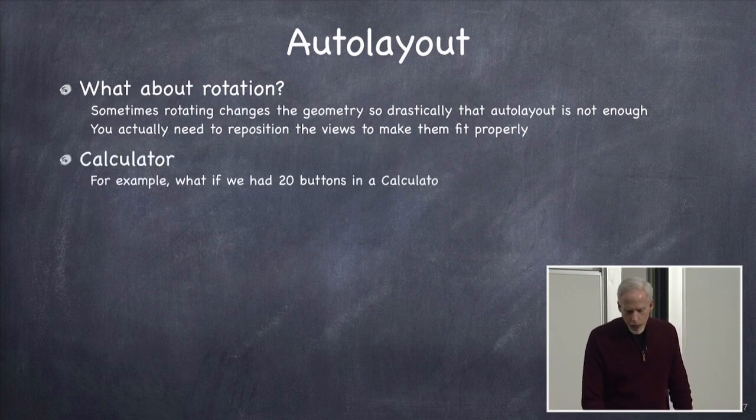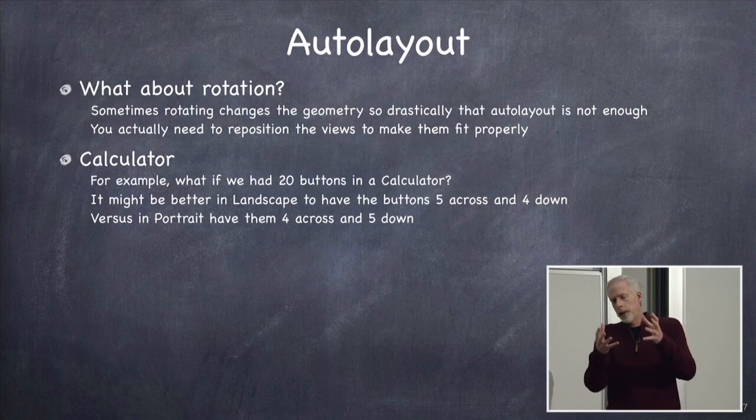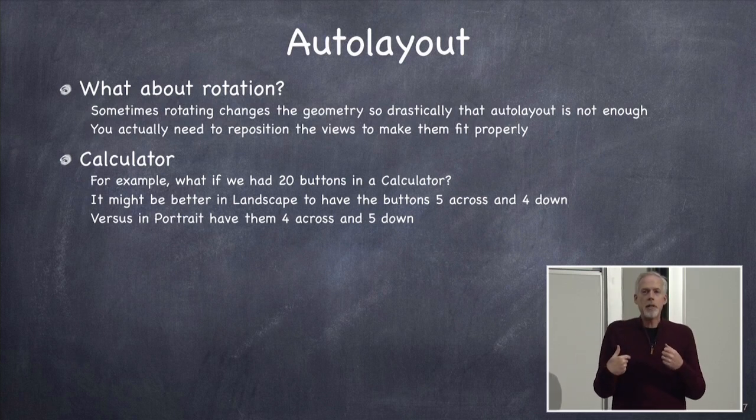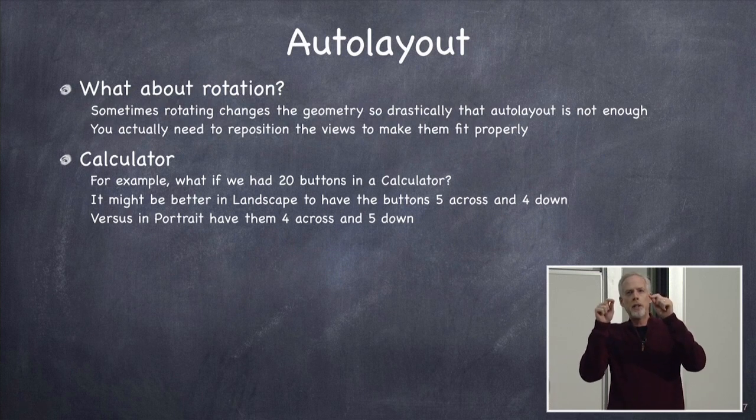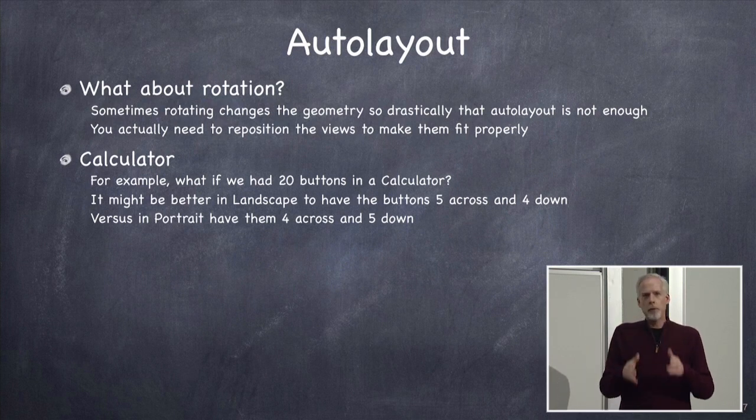And actually a great example of that is our calculator, okay? Our calculator, at least not your calculator, but the calculator we last saw in demo, had 20 buttons, all right? And we had it as 4 across and 5 down. And that made a lot of sense, because in portrait mode, we had a lot of vertical space and not a whole lot of horizontal space, so we kind of went for the 5 high and 4 wide.